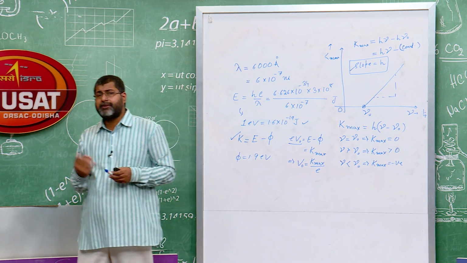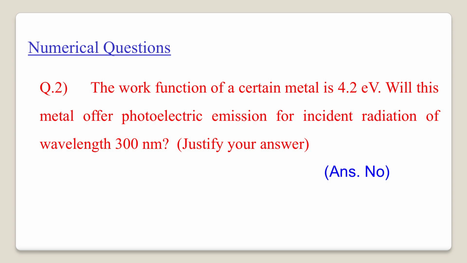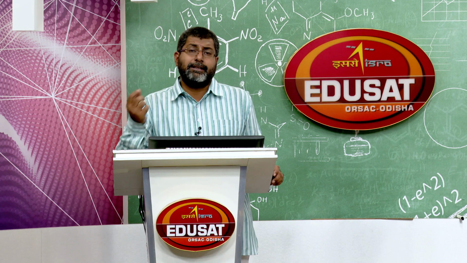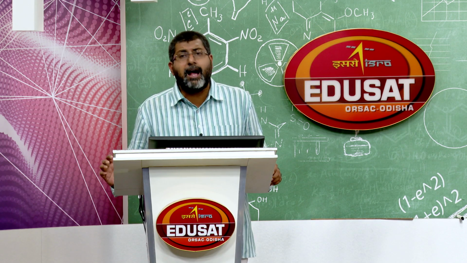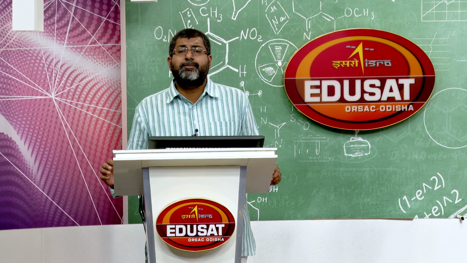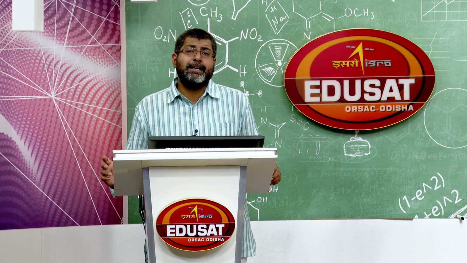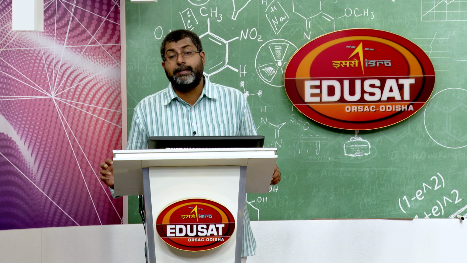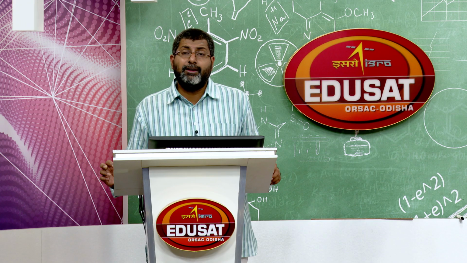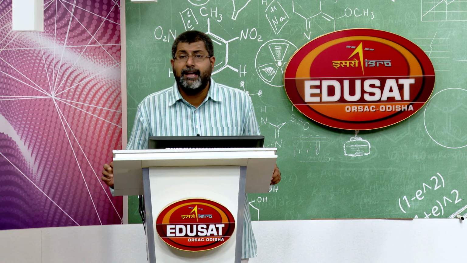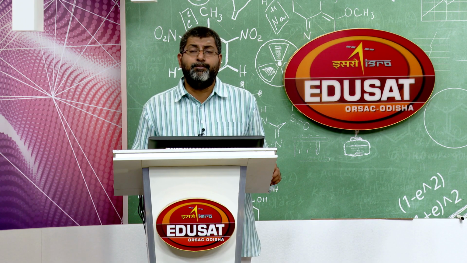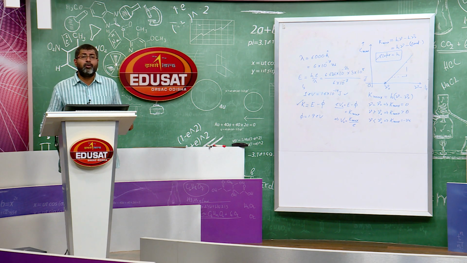Now, come to the next question: the work function of a certain metal is 4.2 eV. Will this metal offer photoelectric emission for incident radiation of wavelength 300 nanometer? The answer is simple. First find out, taking the value of lambda as 300 nanometer, the energy of the photon, E equals hc by lambda. Convert this energy into the corresponding value in electron volt. If the value of energy is equal to or greater than 4.2 electron volt, then electron emission will occur, and if it is below 4.2 eV, then there will be no electron emission.